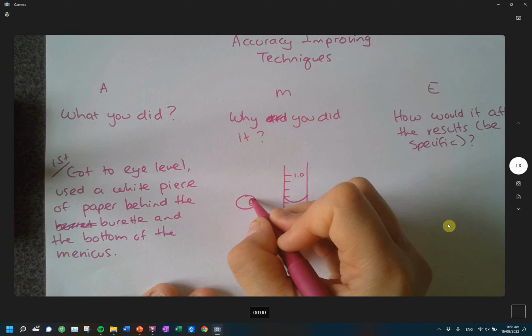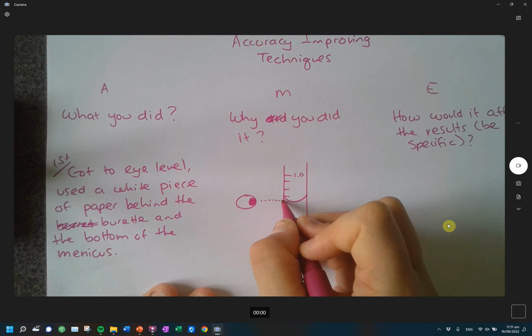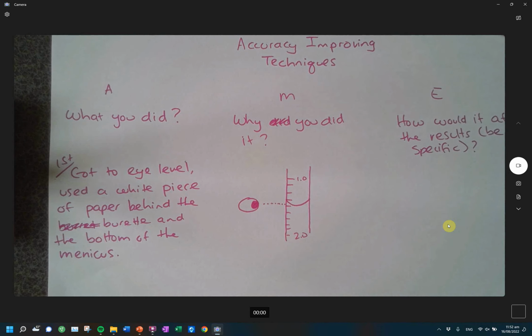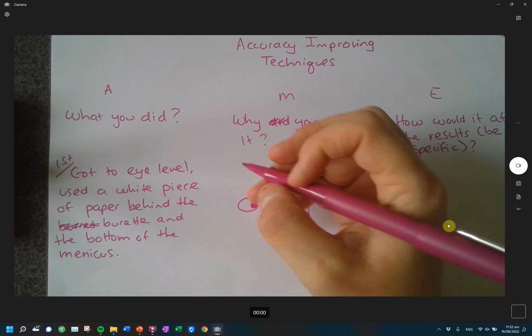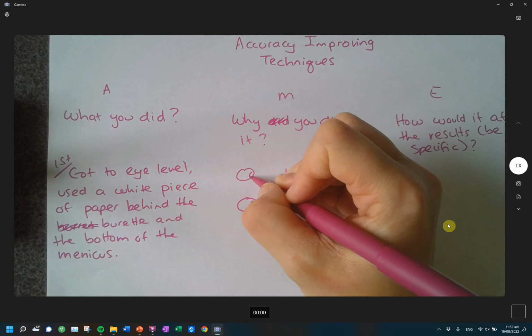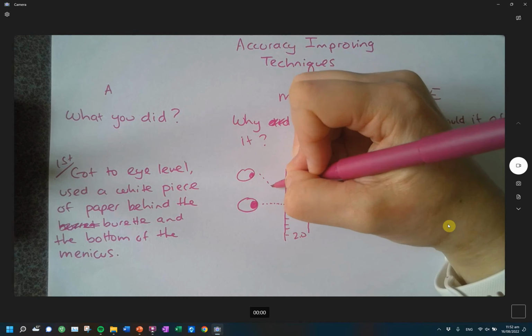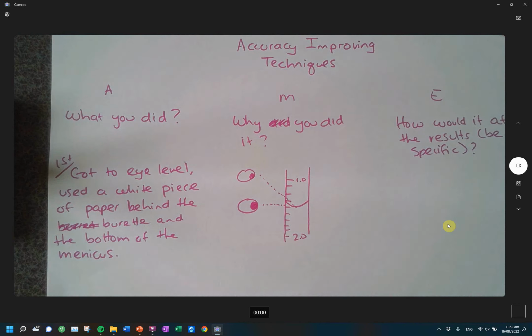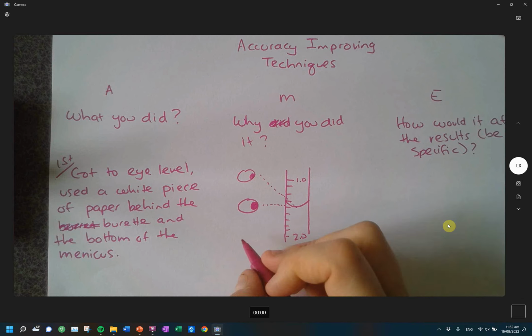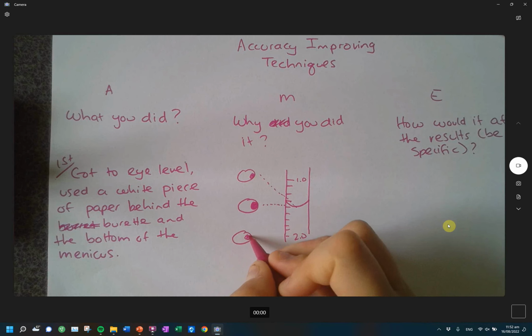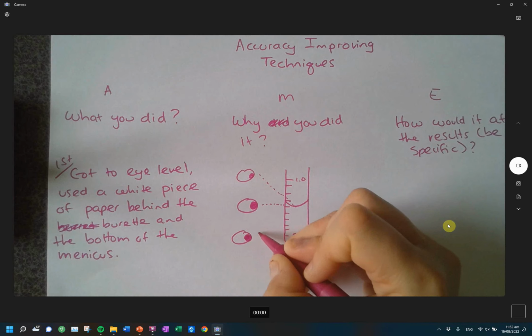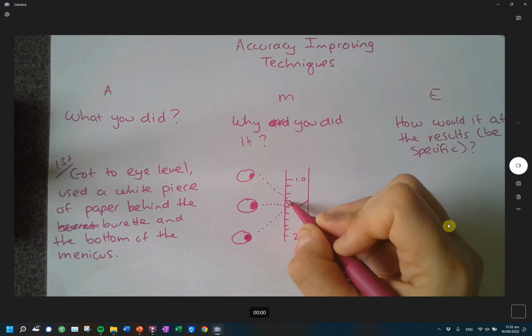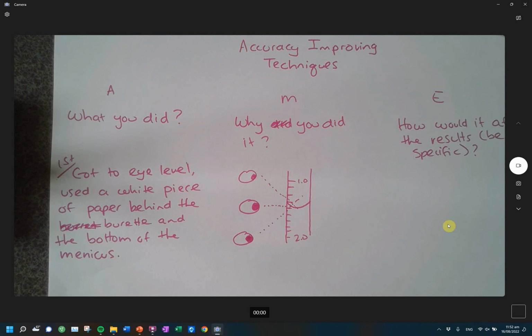Here's my little eyeball. I am looking at it directly at eye level, and I'm able to then correctly read the value. If I was above or below, we're going to misread that meniscus. If my eye was above and I was looking down, it's going to affect how I read where the meniscus is. Same thing if I'm looking from below and trying to look up at something. I could misread the meniscus as being a different level.